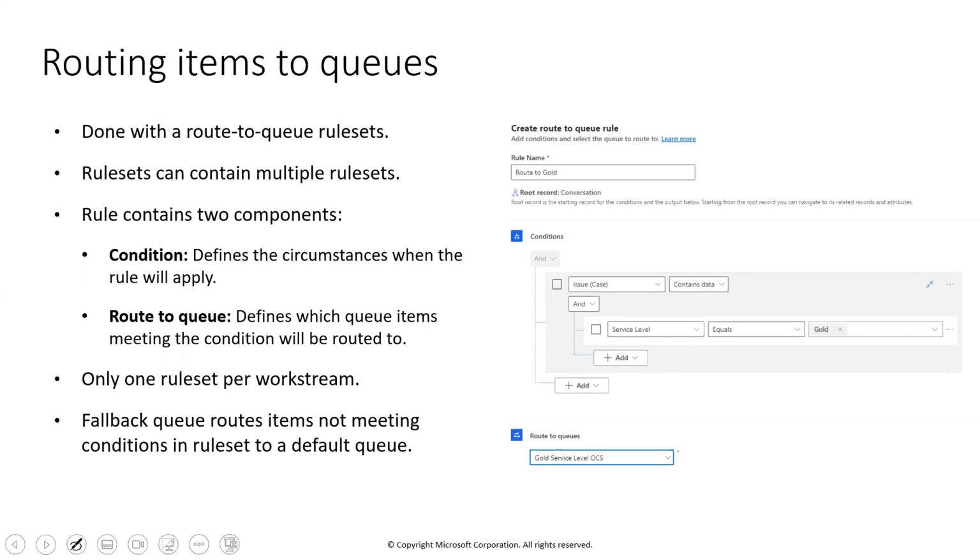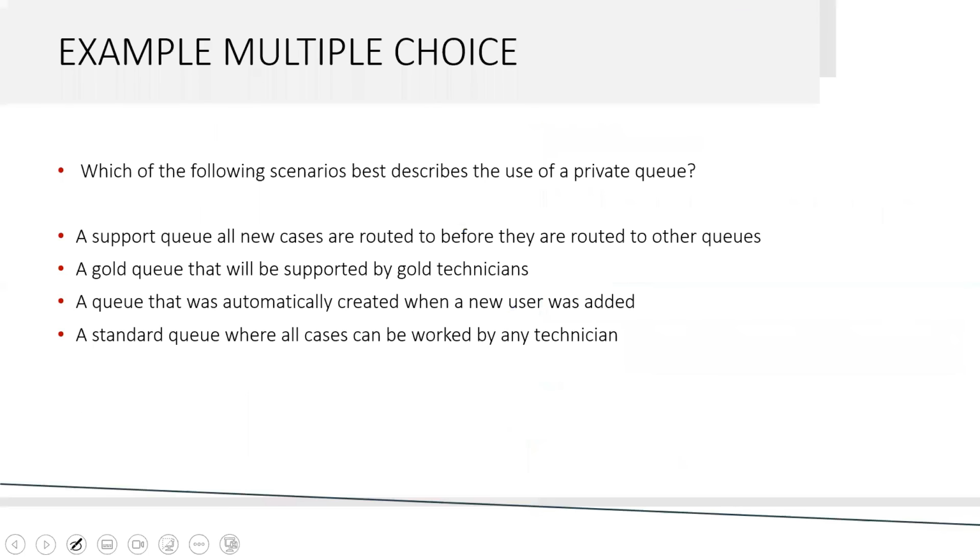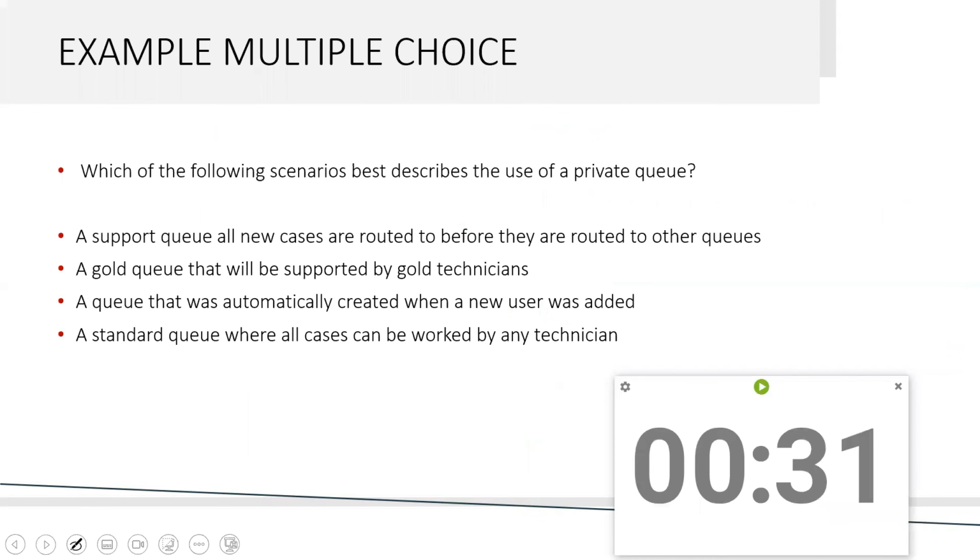Now, for this segment, we are going to have a Q&A session. So let's start working with the question and answer section now. The first question from this segment asks which of the following scenarios best describes the use of a private queue.